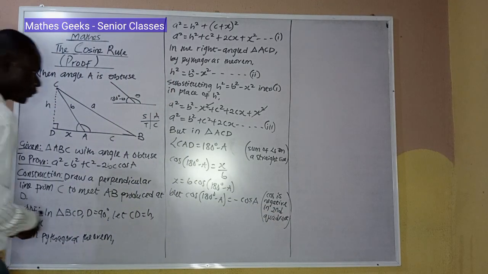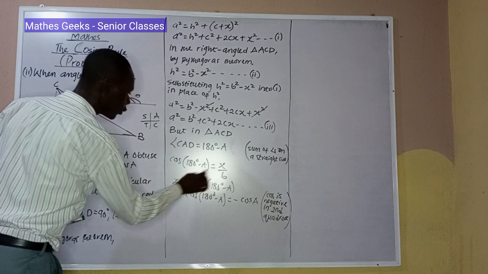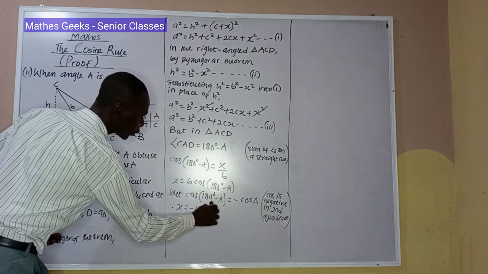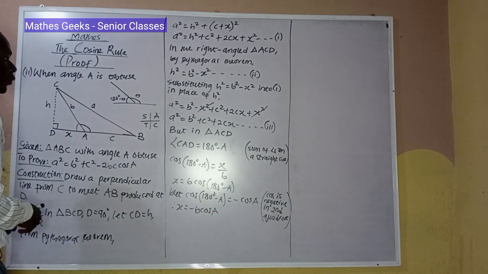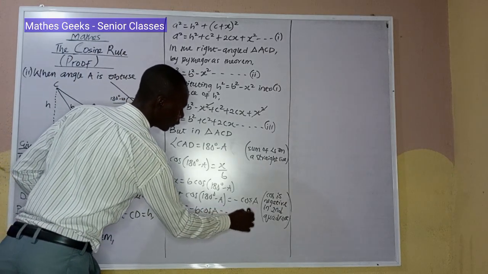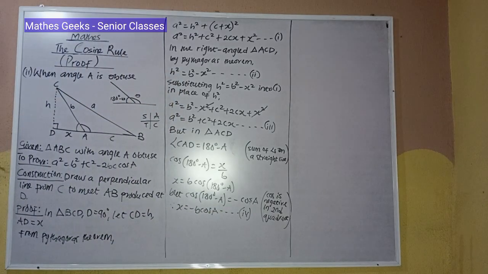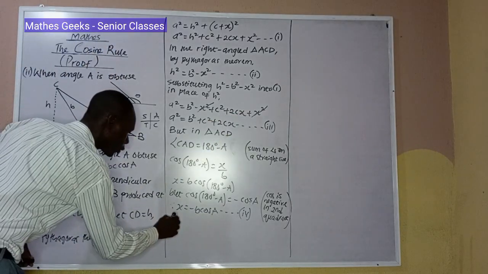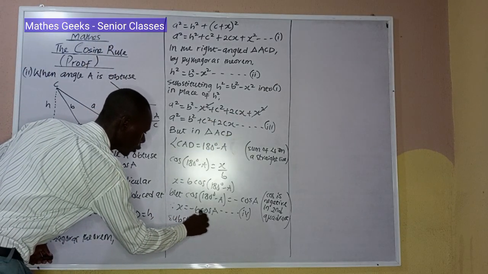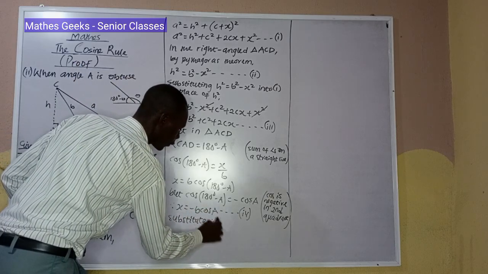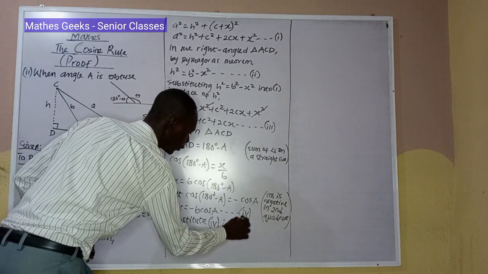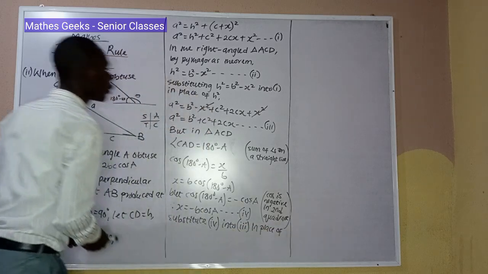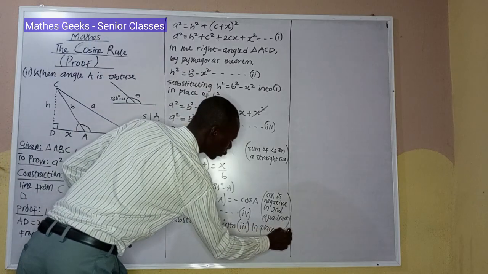So here we should substitute this into this equation. We're going to have, therefore, x equals minus b cos A. That's the implication. So let's call this equation 4. Now the next thing we're going to do is to substitute equation 4 into equation 3, in place of x.